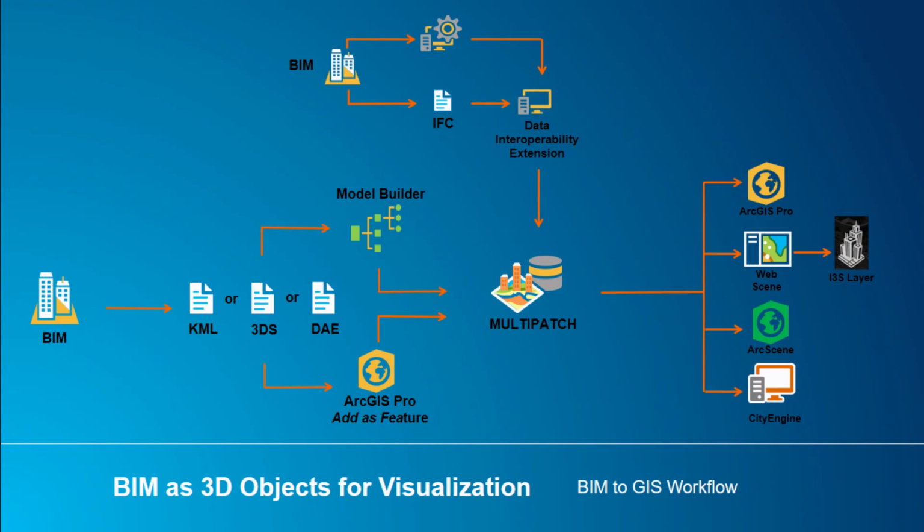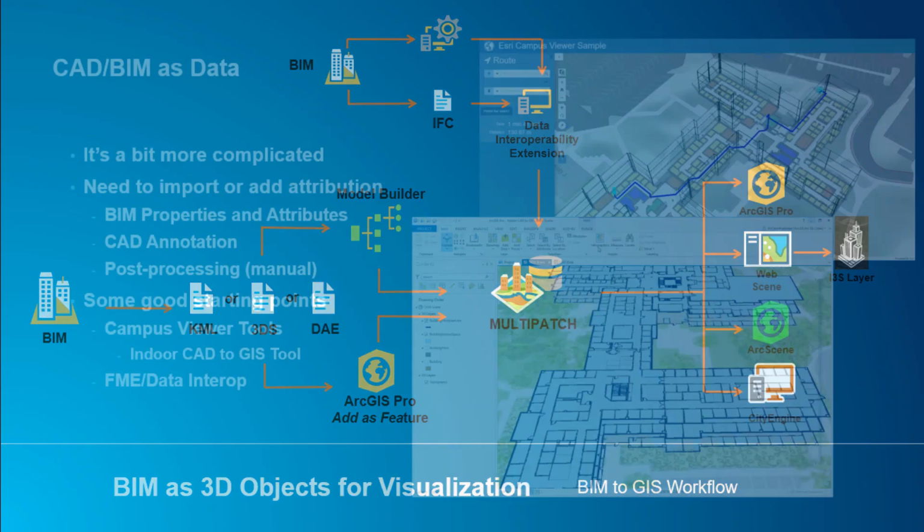And here's kind of a neat little flow chart put together by Don Kuehne, who's here with us today. How you can go from BIM, there's a couple of different options. You know, some of these intermediate formats, KML, 3DS, DAE. You can also use IFC and go through the data interoperability extension. You know, what you're looking for here is to get to a multi-patch, and then you can directly add that multi-patch into a lot of the platform applications.